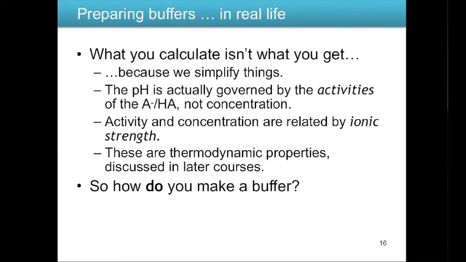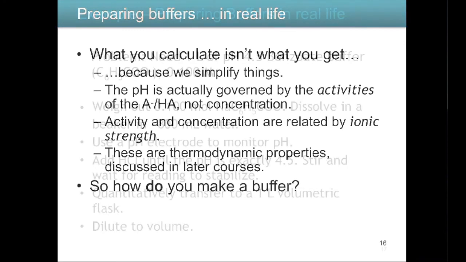So if you were to actually take 2.04 moles of sodium benzoate and 1 mole of benzoic acid, you probably wouldn't get exactly pH 4.5. You might have to adjust it a little bit more. So instead of doing this calculation, how would you actually really do this in the lab?